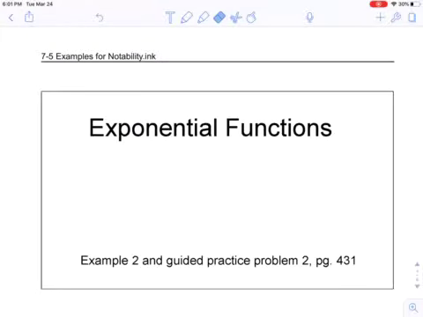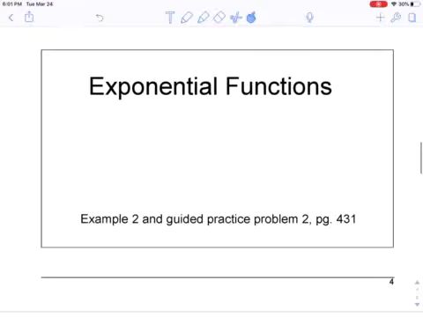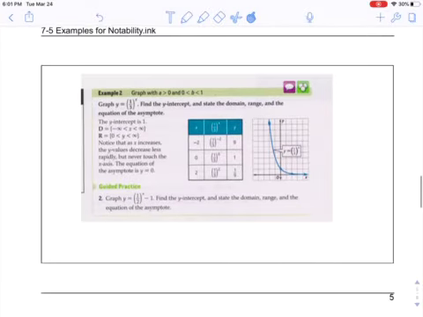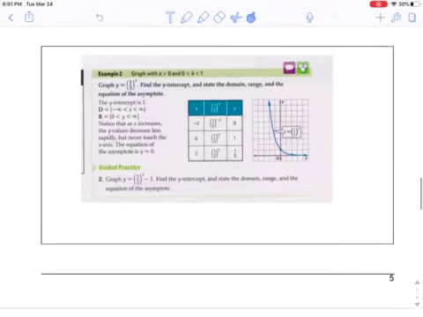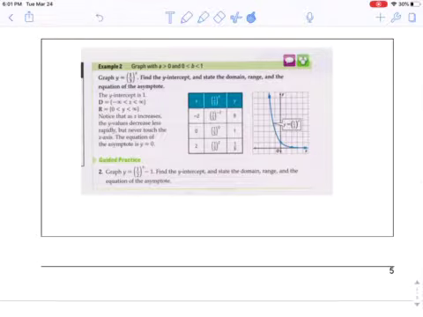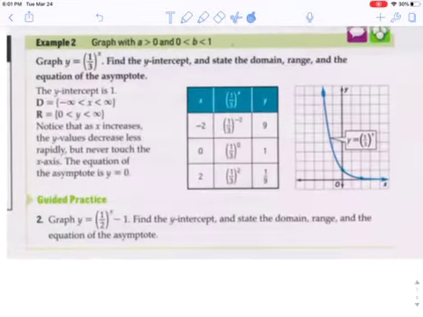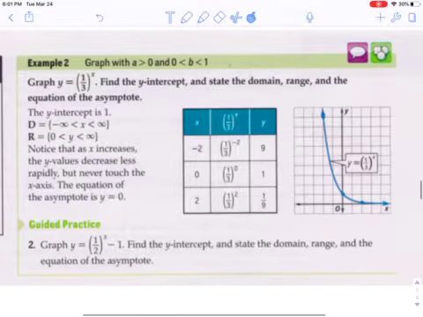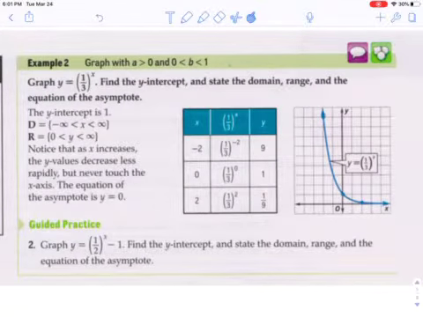All right, let's take a look now at example two. This is a problem that's going to be very similar to what we did before, but you're going to see that it behaves a little differently based on the number that is being acted on by the exponent. So they show this y equals 1/3 to the x. It says find your y-intercept, set your domain, range, and the equation of the asymptote.